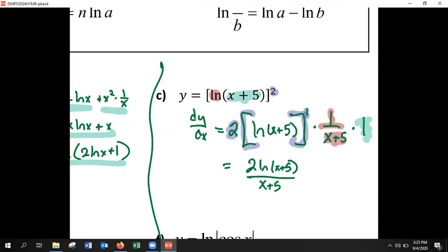Now, do you really have to write that 1 there? No, you don't. I will tend to write that 1 just to show that I'm always thinking about the chain rule as I do the problem.